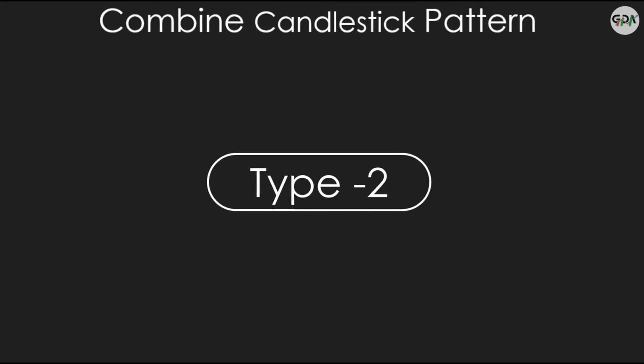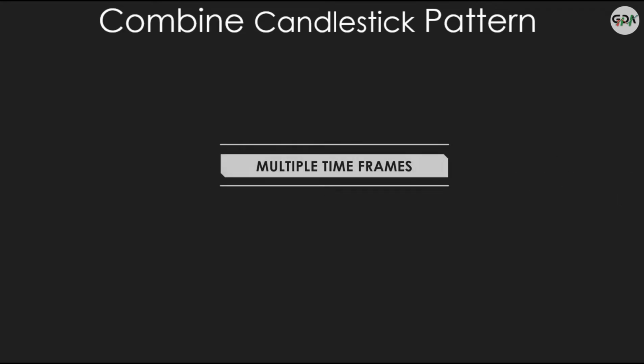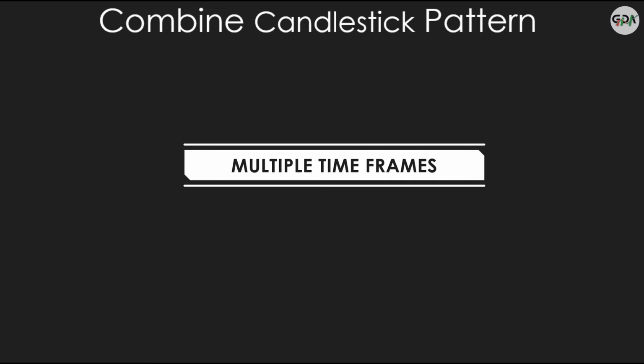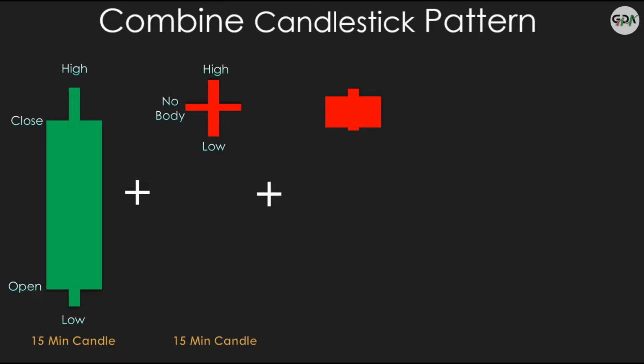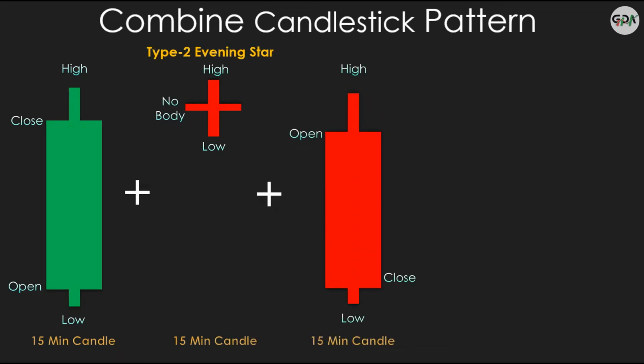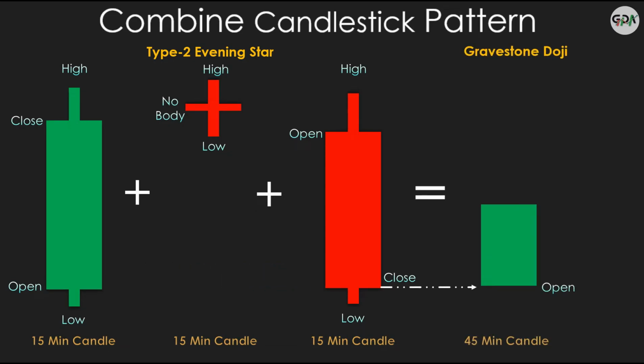Now, we will discuss type 2 evening star. For better understanding, we need to analyze the price chart in various time frames. For example, here we will take 3 15-minute candles. The first one is a solid green candle. The second one is an indecision doji. The third one is a solid red candle, which closes equal to the opening price of the first green candle. As we know, the closing price of the third red candle is a key point to remember. The resultant candle will be a gravestone doji in the 45-minute time frame.